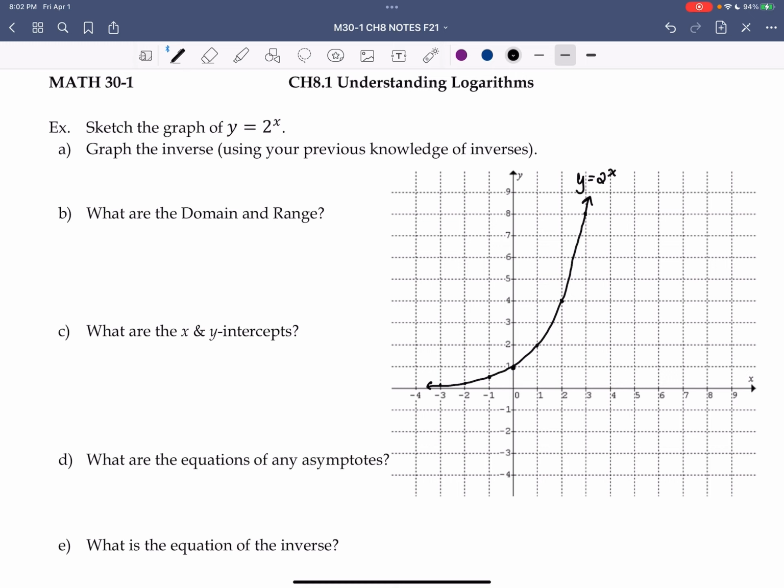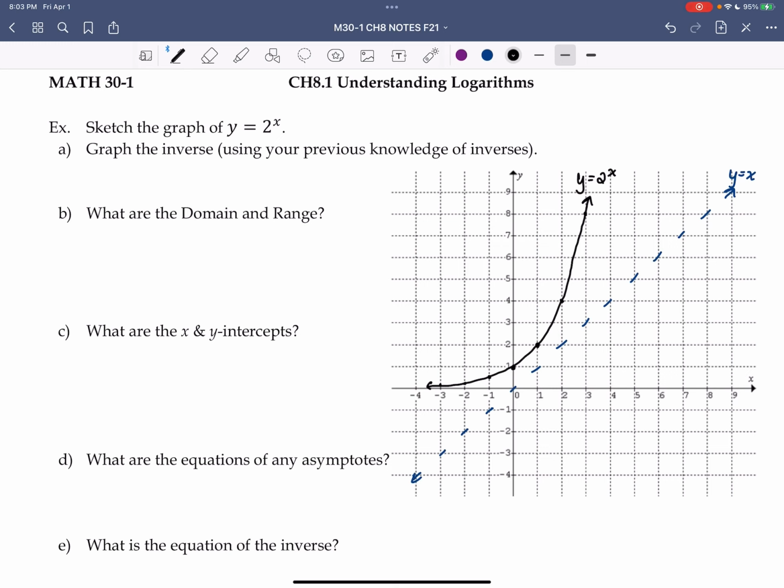Part A, graph the inverse using your previous knowledge of inverses. So we should recall that for inverses, we can either reflect the graph across the y equals x line, or we can switch the x and y values of each point and plot those points as the points on the inverse. So I'm going to draw the y equals x line. And then I can either reflect the points across this line or switch the x and y values.